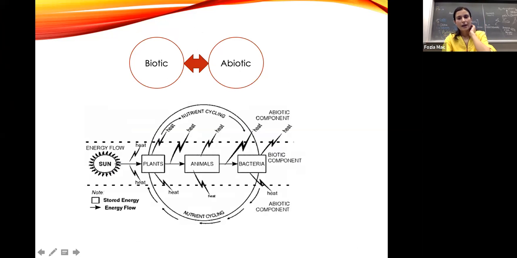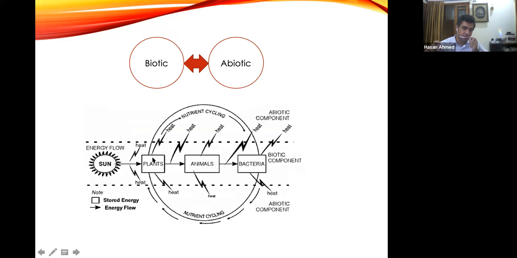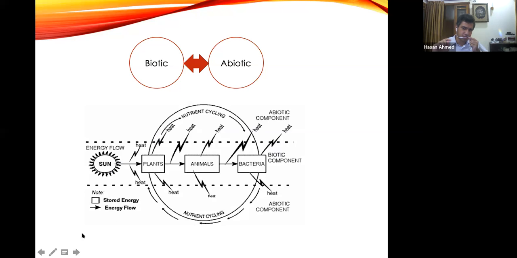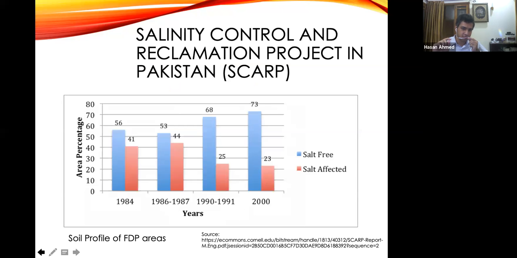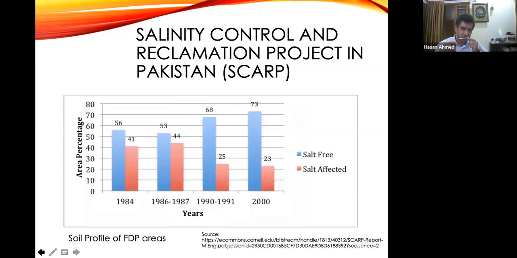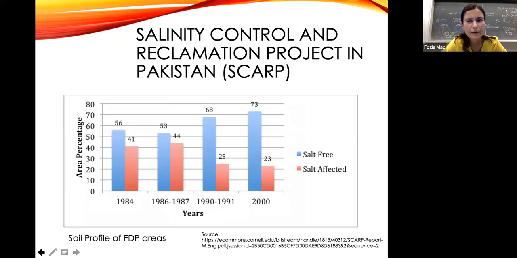So let's go back. How much time do we have? Yes, I just had a question from the previous slide. The percentages didn't add up to 100. Was there some other category which was missing? Which percentages? The percentages showing over here. There's salt free and salt affected. Is there a third category?